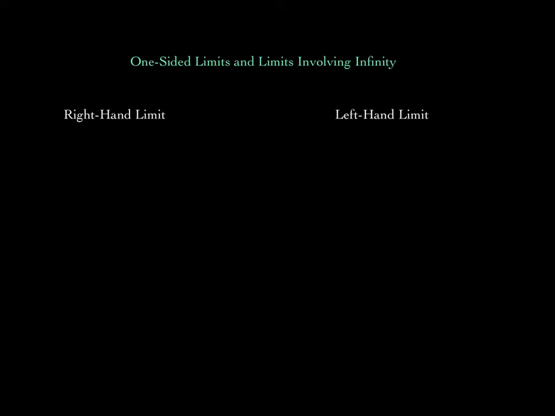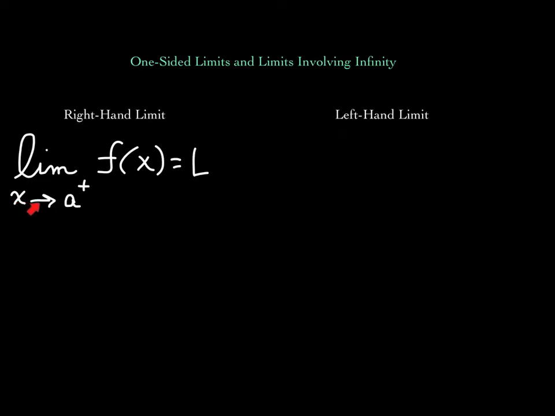We're going to study a right-hand limit and a left-hand limit. Okay, so the first one I'd like to show you is the right-hand limit, and it's written like this. The limit of the function f of x as x approaches a, now here it is, folks, with this plus sign right here, means as x approaches a from the right. From the right is equal to some real number L.